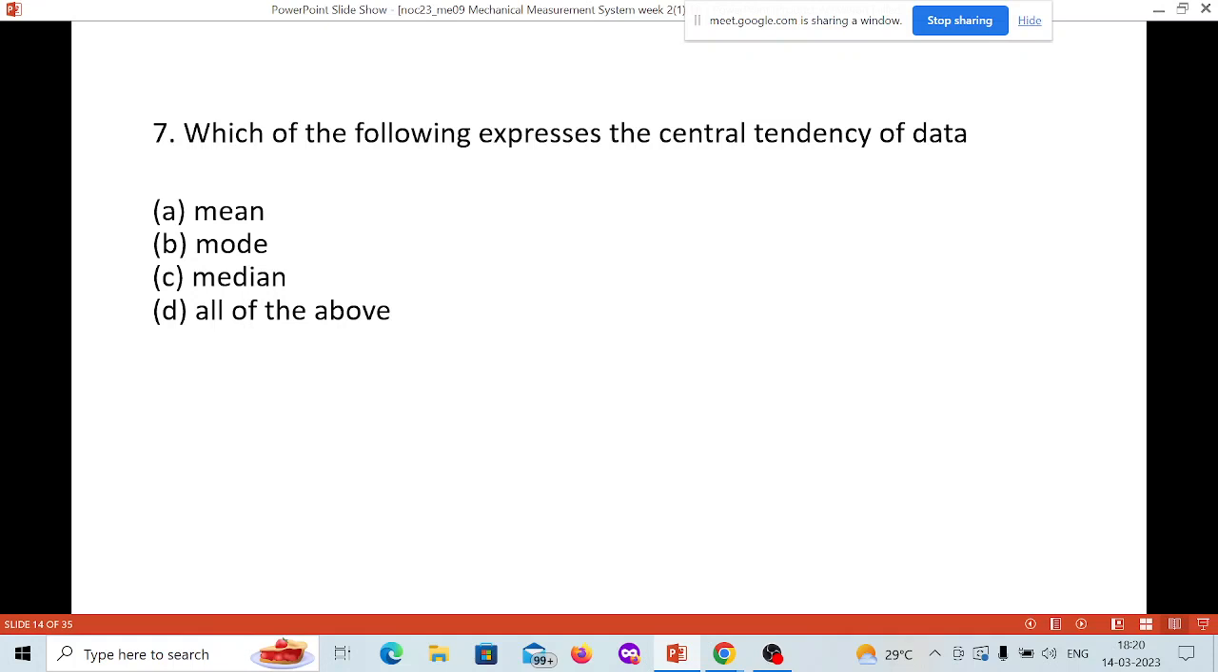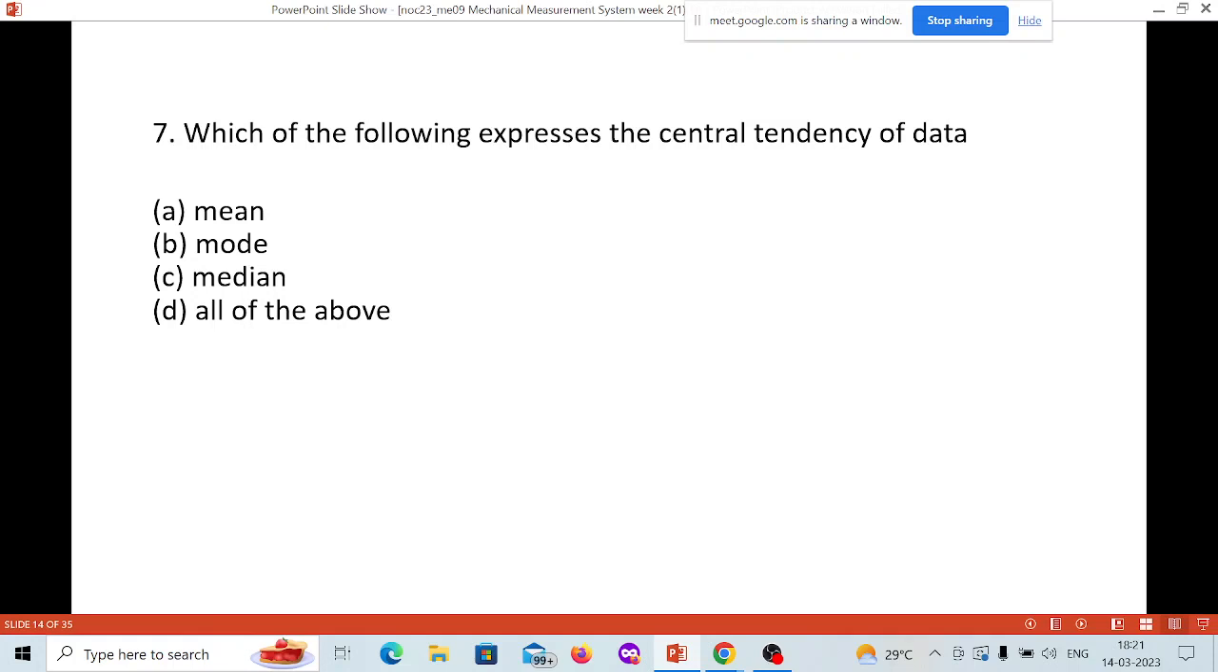So central tendency, in statistical analysis, is the central part, a kind of averaging, to take an estimate of how the data is distributed and to see the central value. You can use any of the three. So the answer is D.